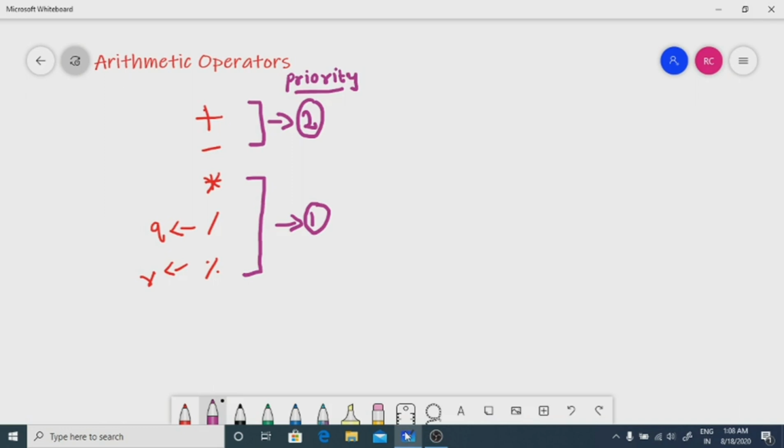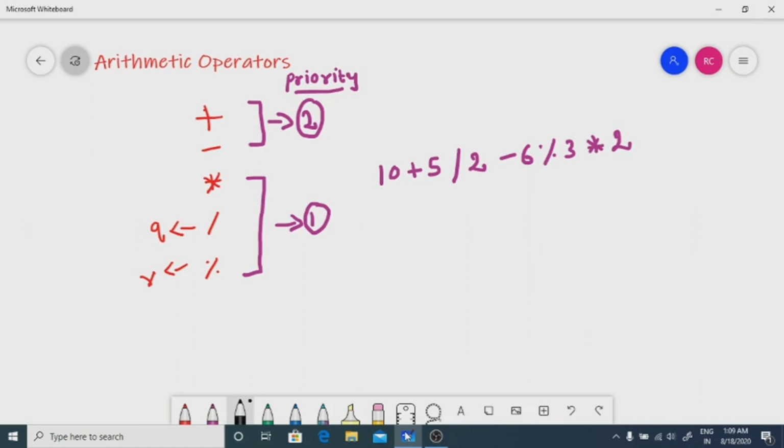Now, we will take up one simple problem. 10 plus 5 slash 2 minus 6 modulus 3 into 2. Now we need to evaluate first.